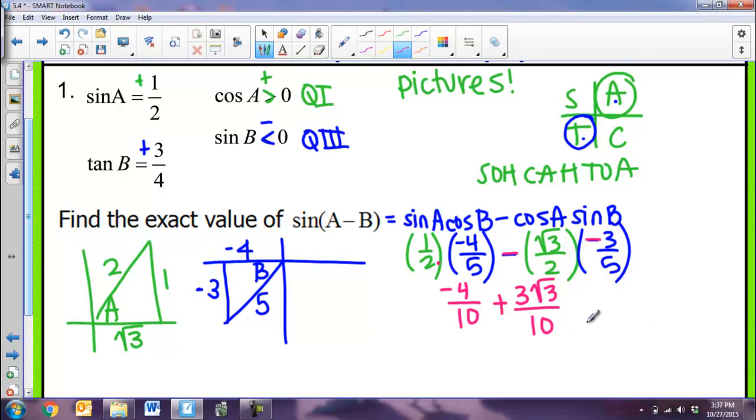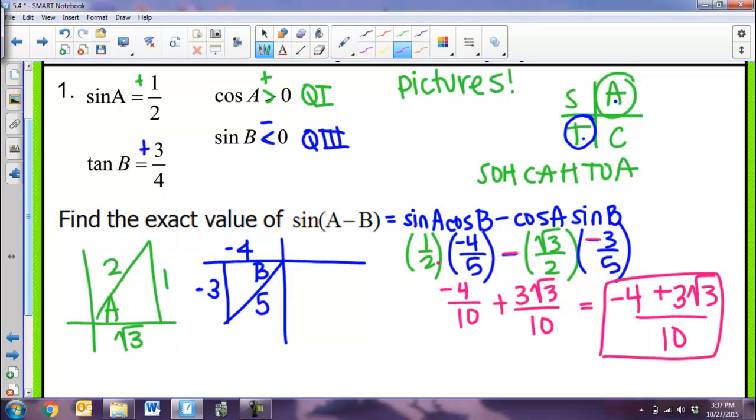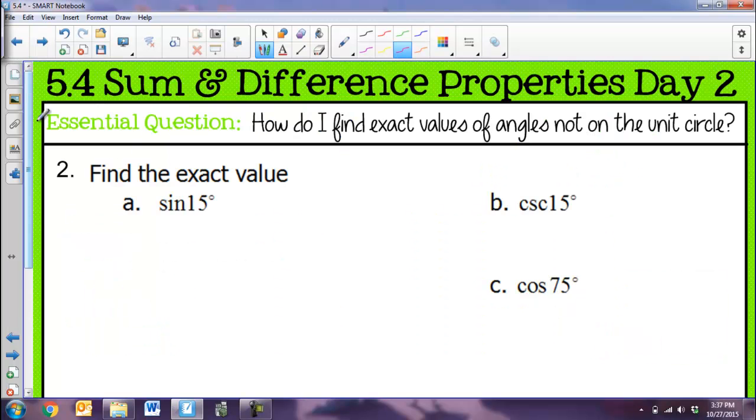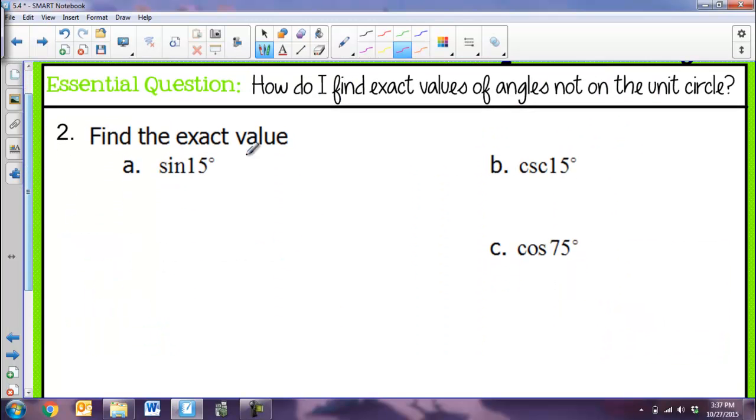If you notice here, I have common denominators, how nice of them, and I'm going to have -4 plus 3√3 all over 10, and that is my exact value. This is not a decimal approximation. We leave it alone and keep that radical in there, and all we did was draw the pictures and then use the property.